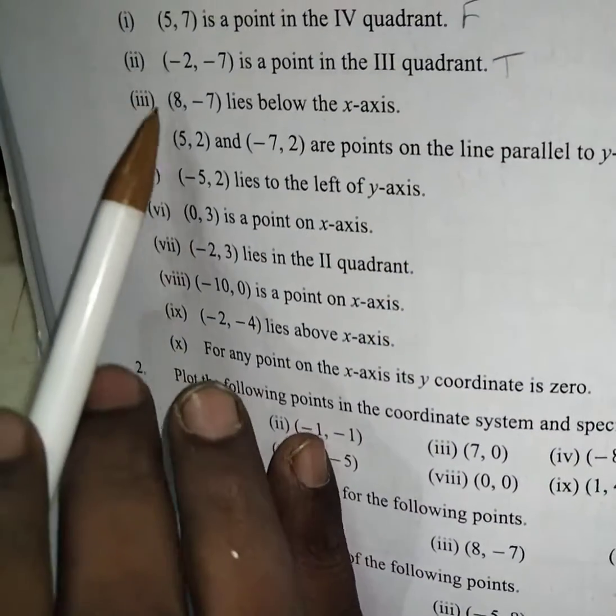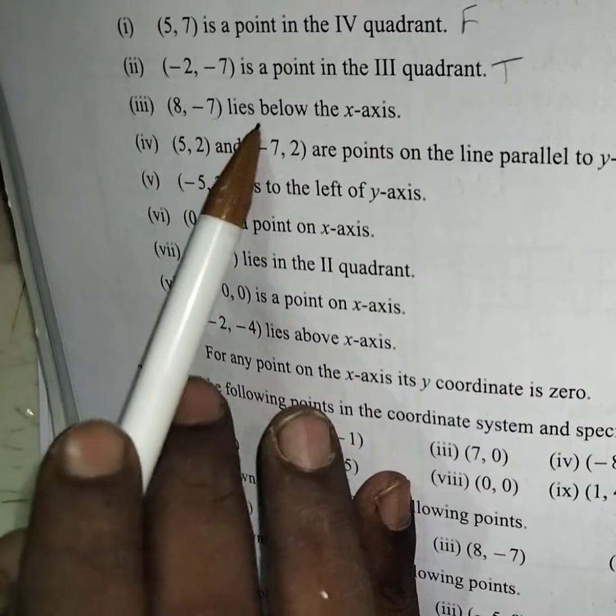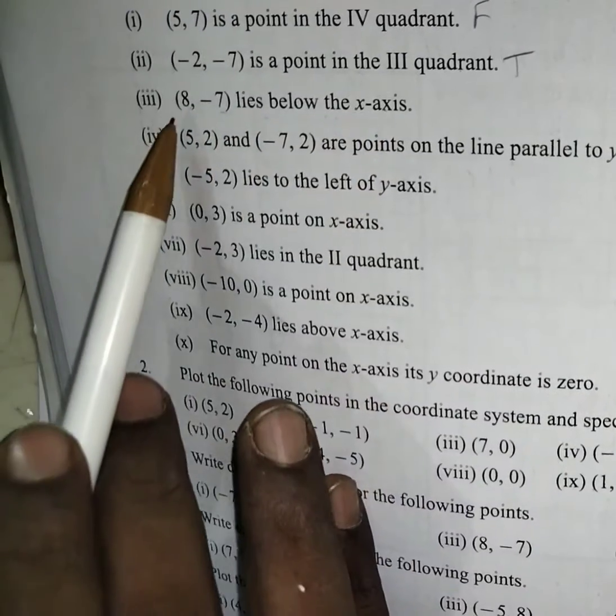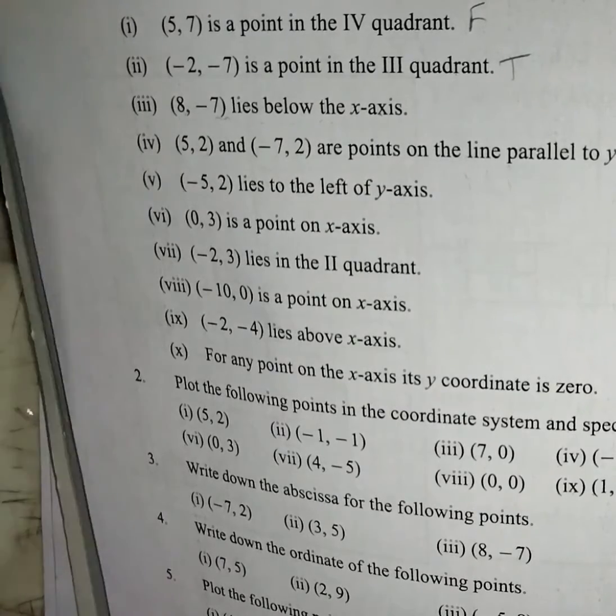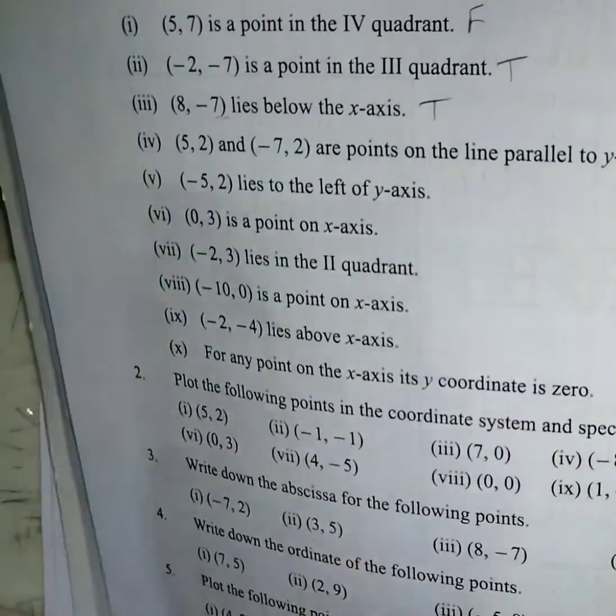So in the third question they mention (8, -7) lies below the x-axis. So (8, -7) is in the fourth quadrant. The third and fourth quadrants are below the x-axis. So the statement is true.